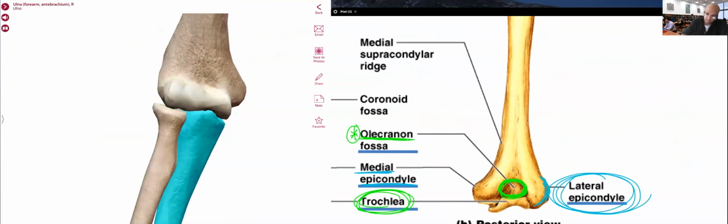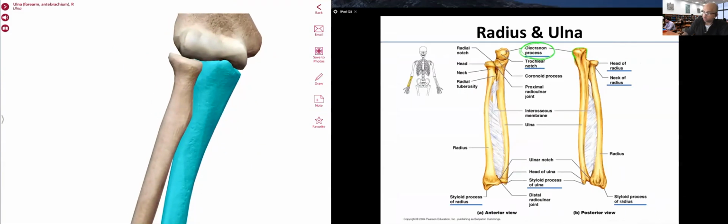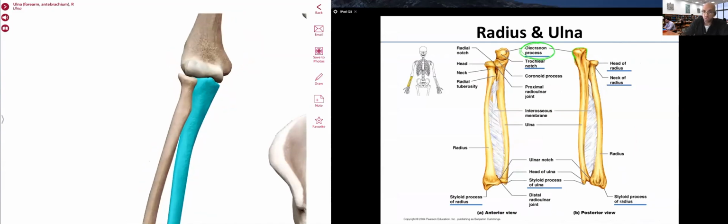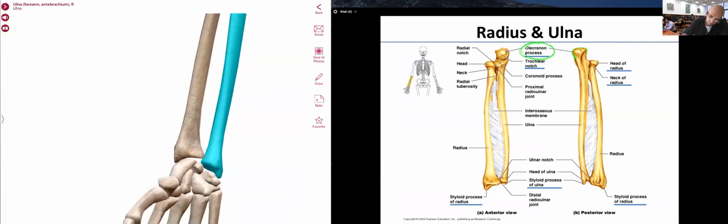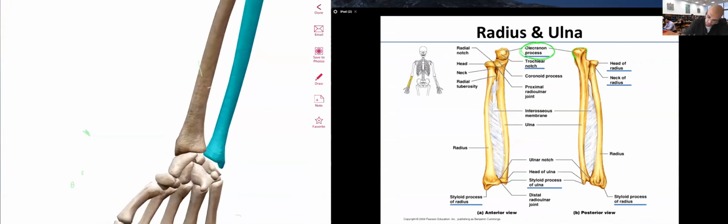Moving on to the radius, which is the lateral bone of the forearm. Very few markings that we need to remember here for the radius. The first is the head of the radius. Below the head, we've got the neck of the radius. And if we keep moving down, we're going to see a pointed bony process. This is going to be the styloid process of the radius.